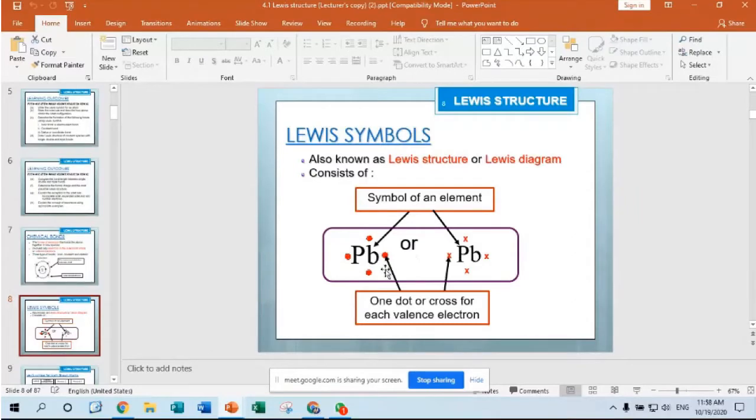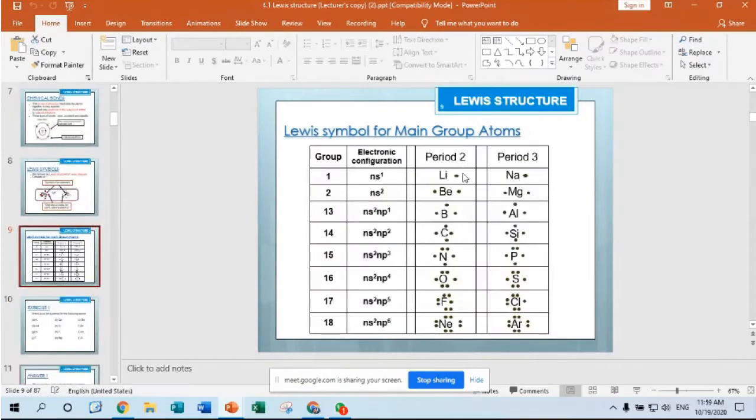So this depends on the group of the element. If we can identify the group of the element, we can assign the dots easily. So for example, lithium group 1, 1 dot. Group 2 ns2, 2 dots. Group 13, 3 dots. Until group 18, 8 dots.